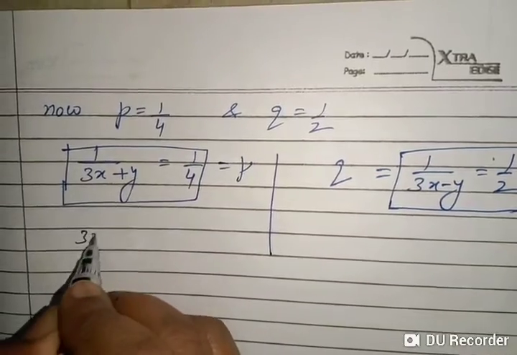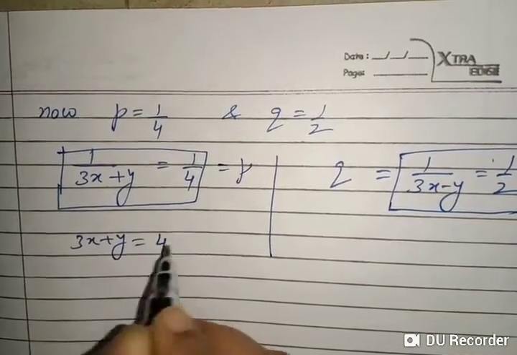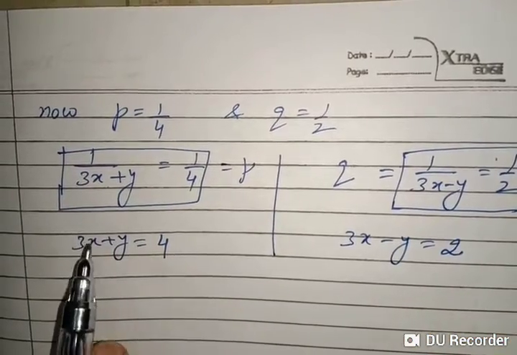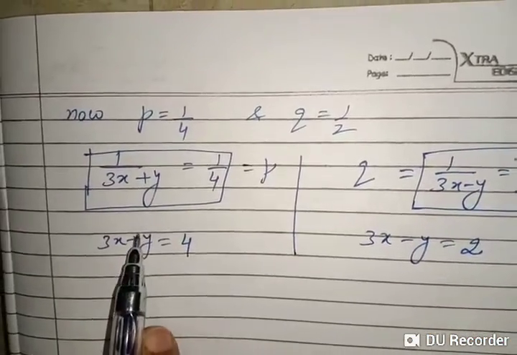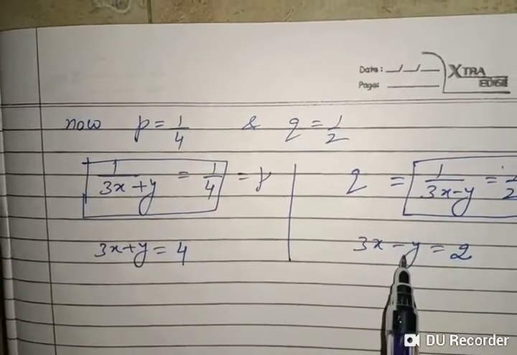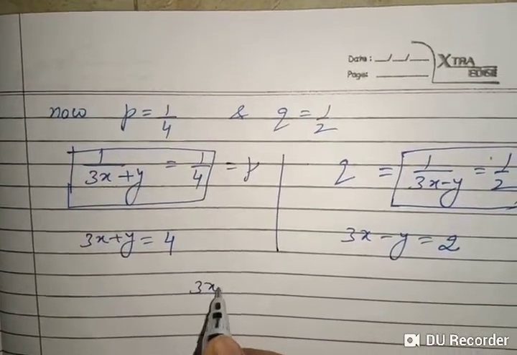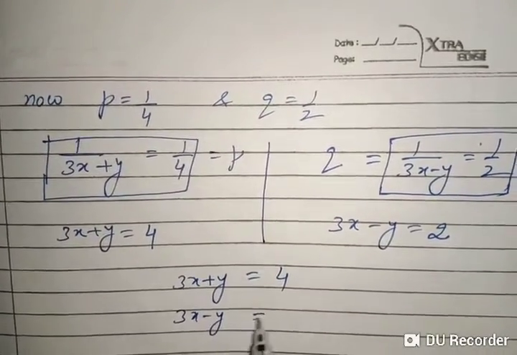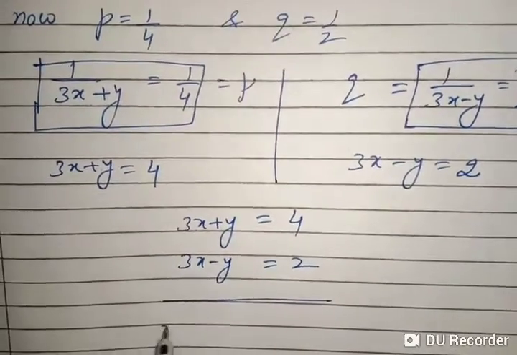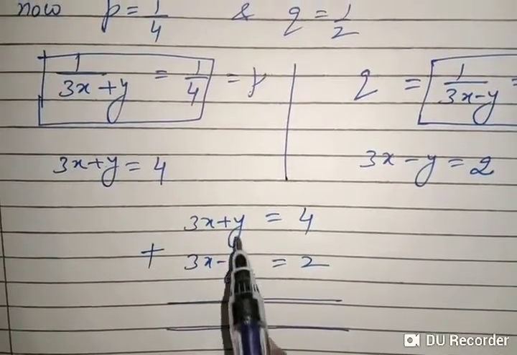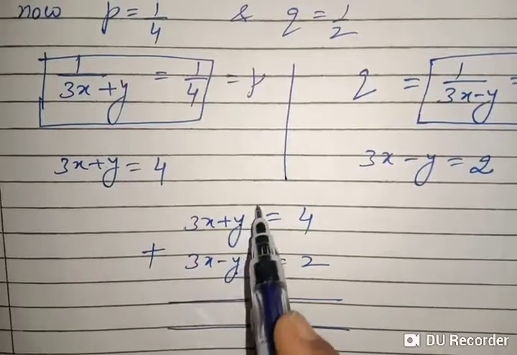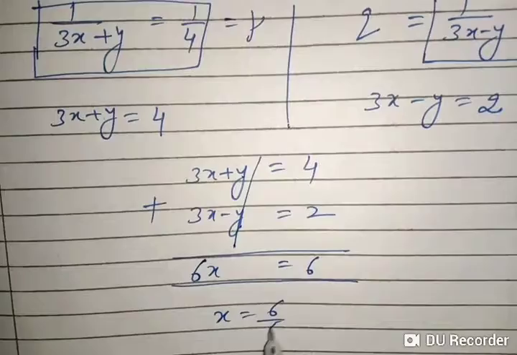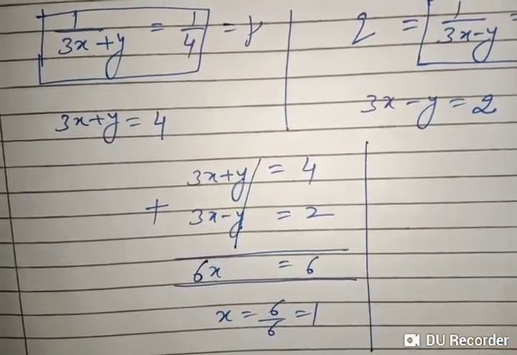By taking reciprocal, this equation is 3x plus y is equal to 4 and this equation is 3x minus y is equal to 2. Again you can see this is 3, this is 3, the coefficient of y is plus 1, the coefficient of y is minus 1. So elimination is better here again, because if coefficients are the same, the elimination method is always easy. By adding these two, plus 1y and minus 1y get cancelled, and it is 6x is equal to 6, x is equal to 1. So we have got x is equal to 1.